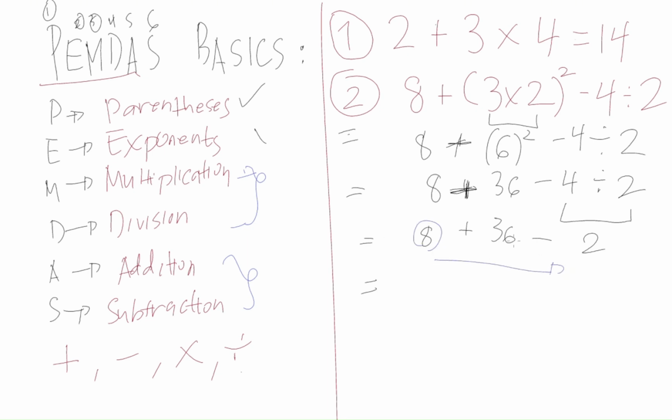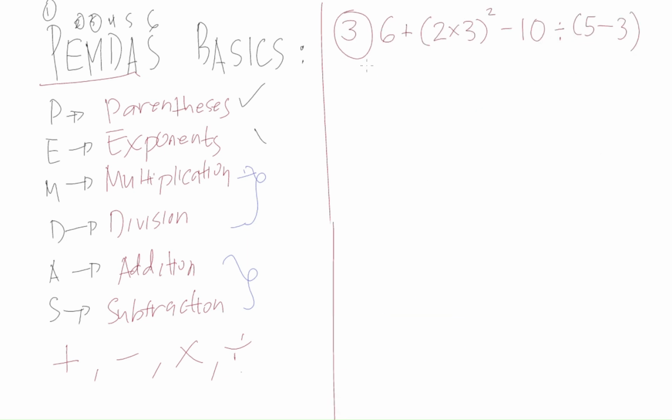So we're going to add 8 plus 36, and then we're going to subtract 2. Okay? So 8 plus 36, that is 44. And then we're going to subtract 44 minus 2, that is 42. And that is your answer.